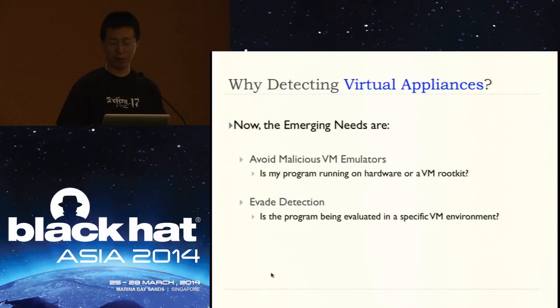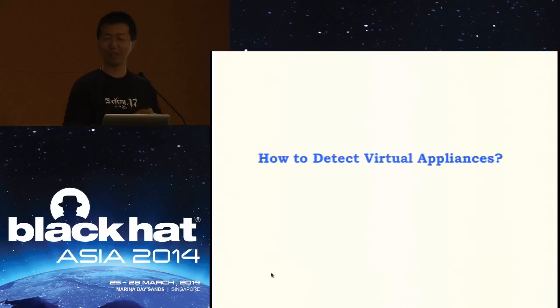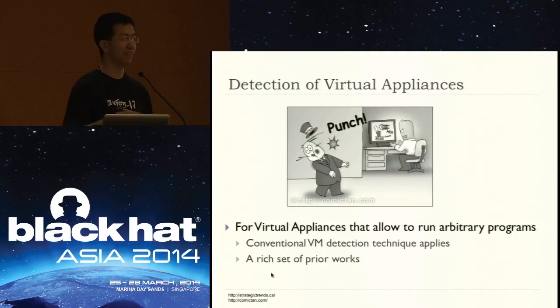Now, hopefully you trust that there's demand for doing this. Now let's go to the real question: how to detect a virtual appliance. The short answer is, it really depends on which type of virtual appliance. Because a virtual appliance is a VM, and for those VMs that allow people to run arbitrary programs, or maybe even access the guest OS kernel level, life actually is not too hard.